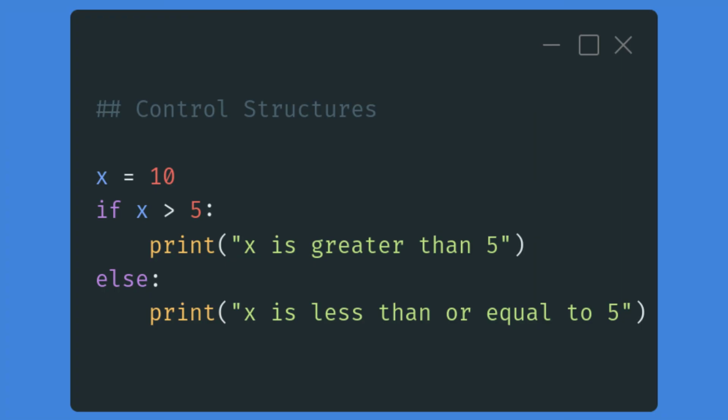Control structures, like if-else statements and loops, are essential in programming. Let's start with an if-else example. If x is greater than 5, it prints x is greater than 5. Otherwise, it prints the else statement.